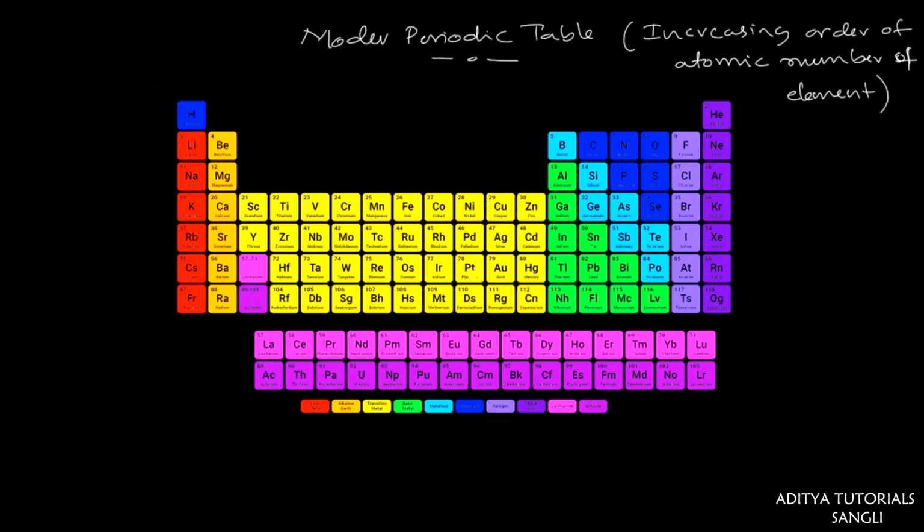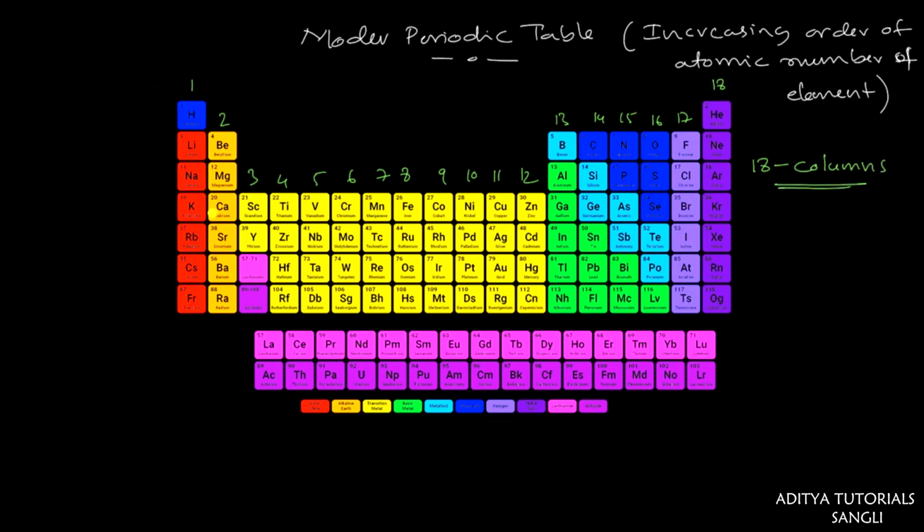Okay, and there are some features I just want to explain about this. If I write the number of columns here, this is 1, 2, 3, 4, 5, 6, 7, 8, 9, 10, 11, 12, 13, 14, 15, 16, 17, and in total there are 18 columns present. I just write here 18 columns. 18 columns are present. Okay, 18 columns.